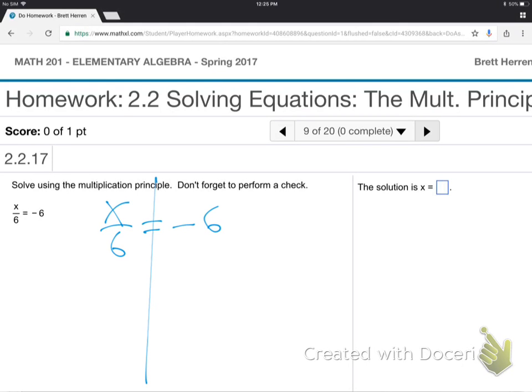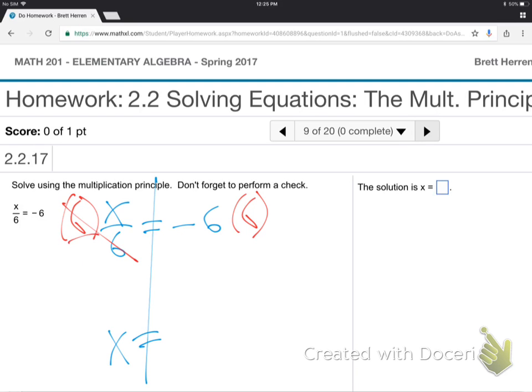So same thing. Here's the wall. X is saying, I want to be alone. And remember, to get x alone, we always do the opposite of whatever's next to x or connected to x. So this time, x has a 6 dividing it. So what's the opposite of dividing by that 6? Yeah, we multiply both sides. You got to do the same thing on both sides. You got to keep the balance, right? If they were equal before, treat them the same, still equal.